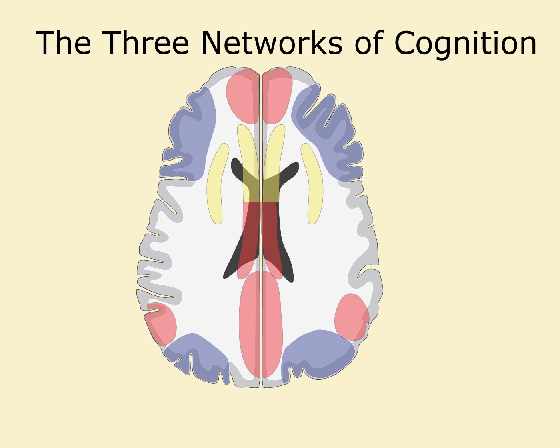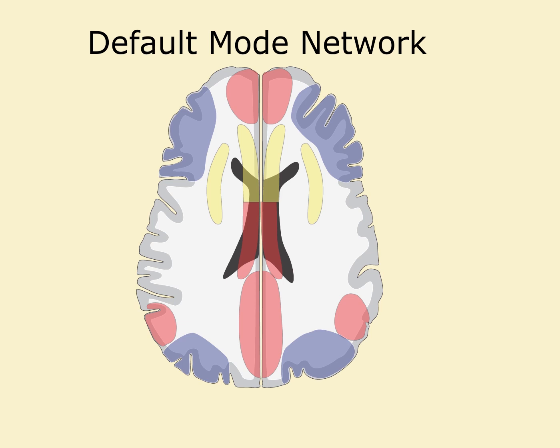Cognition in the human brain is organized into three networks. The default mode network, DMN, is active when the conscious brain is at rest. It has several important nodes.